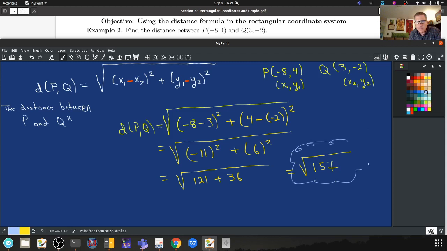Just this. So here is the thing. In this class, and when we were tested on this, answers should be given in exact form. This is exact. The square root of 157 is exact.